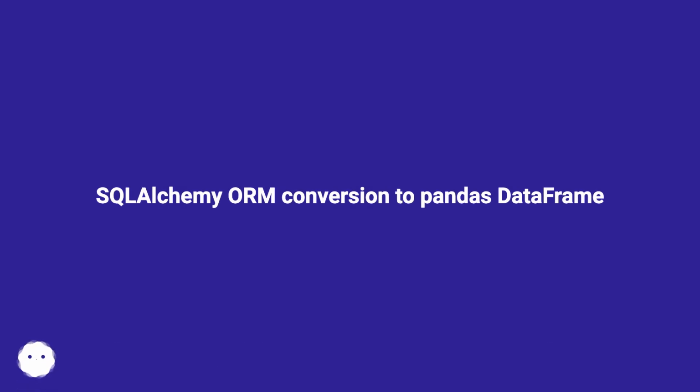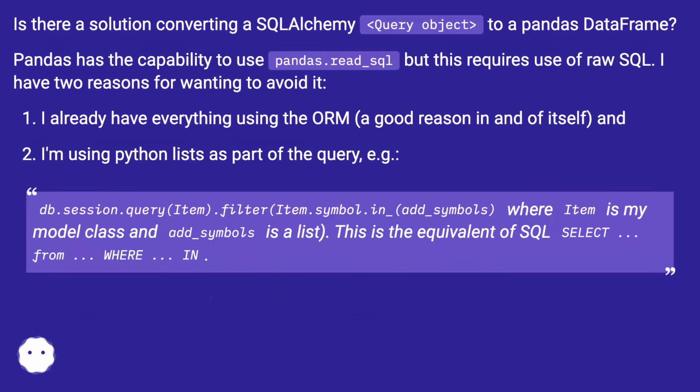SQLAlchemy ORM conversion to Pandas DataFrame. Is there a solution converting a SQLAlchemy to a Pandas DataFrame? Pandas has the capability to use pandas.read_sql, but this requires use of raw SQL.